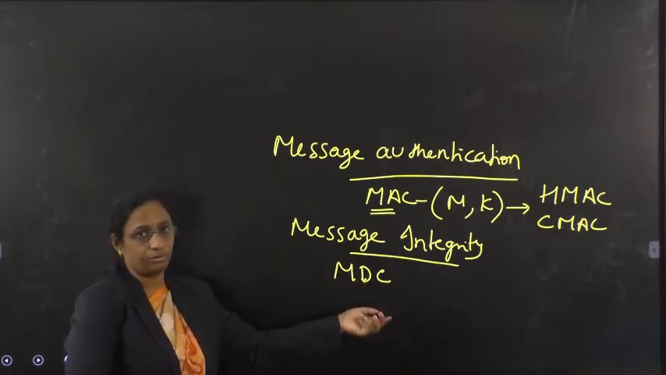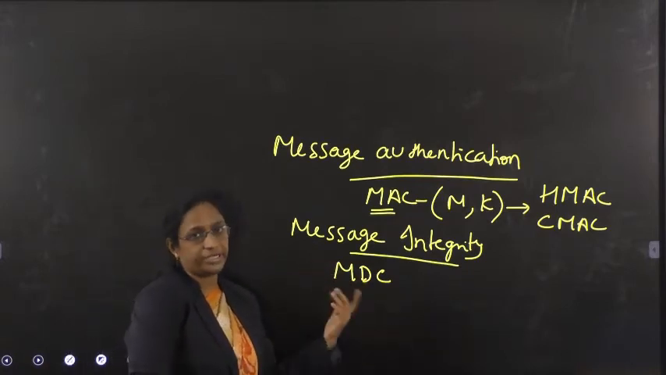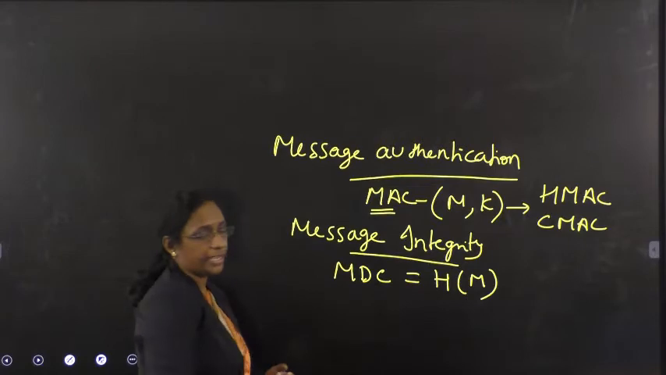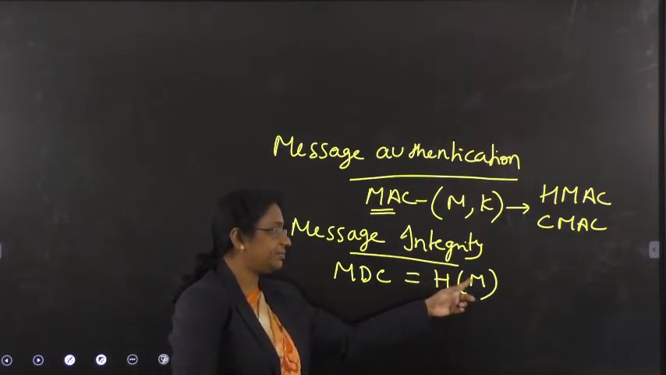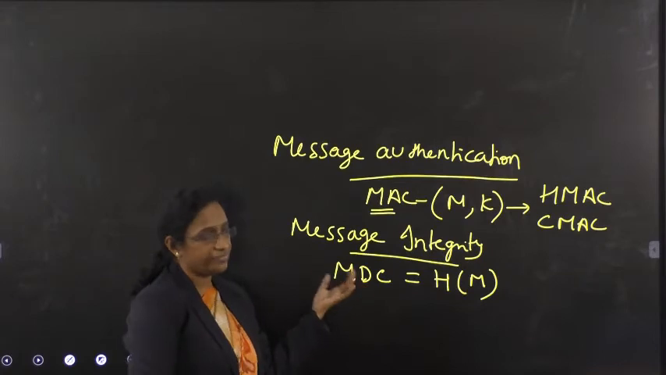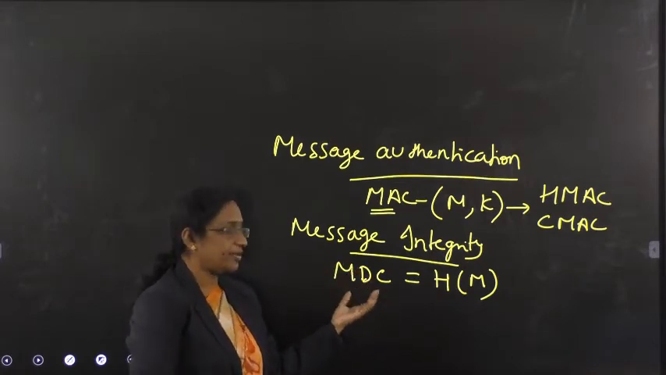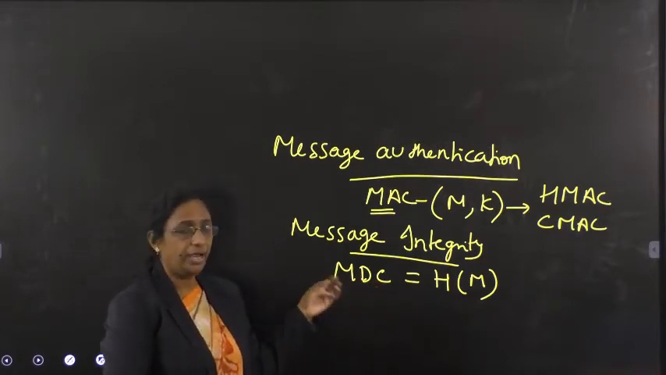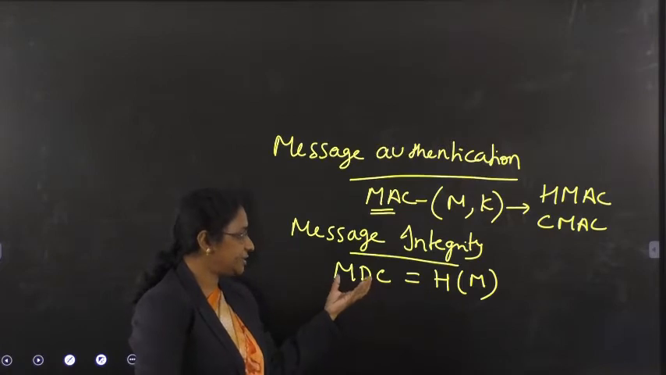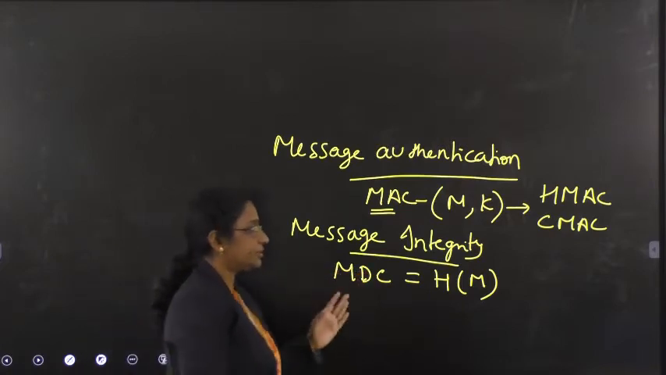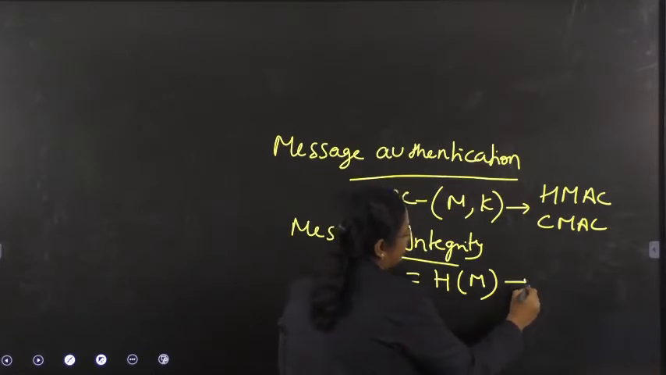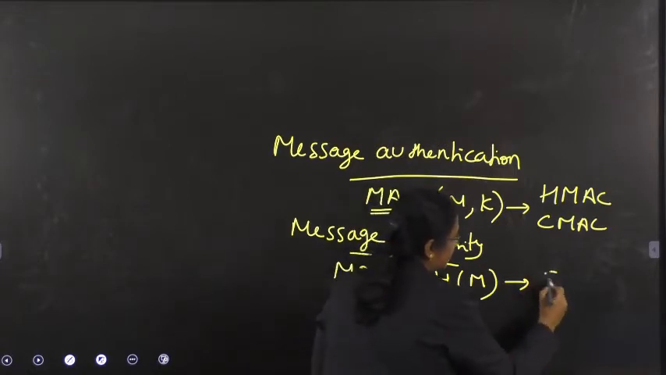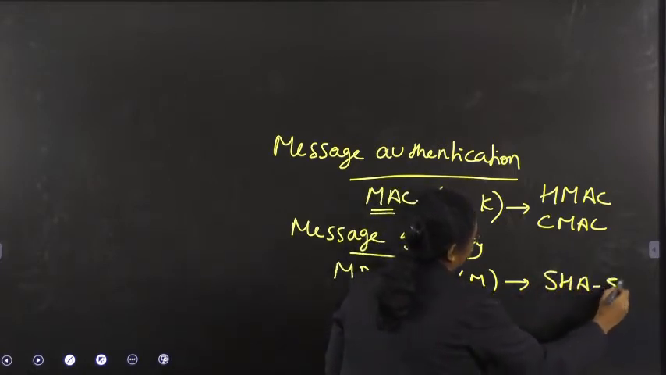To get this modification detection code, we will be applying a hash algorithm on the message M. By applying the hash algorithm on the message M, we will be getting a modification detection code. We can use this modification detection code for checking the integrity of the message, to prove the integrity of the message. The example of the hash algorithm that we have seen here is the SHA-512 algorithm.